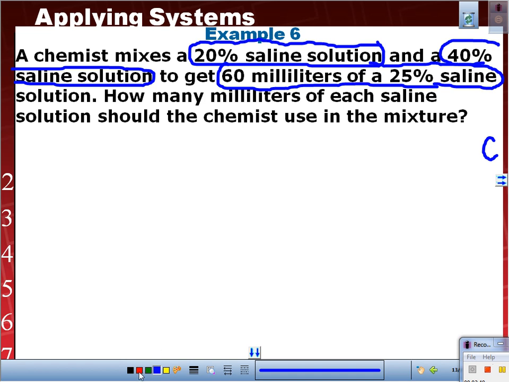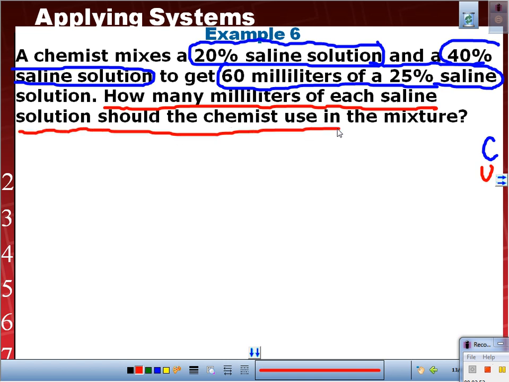All right. With red, underline the question. How many milliliters, bless you, of each saline solution should the chemist use in the mixture? Now, in the question, I want you to double underline the emphasis or the focus of this problem. And it's going to be around this word, milliliters. Milliliters. That's what they're asking for.